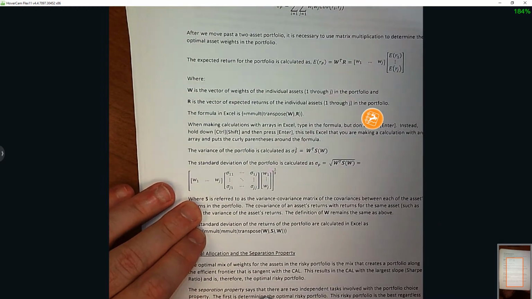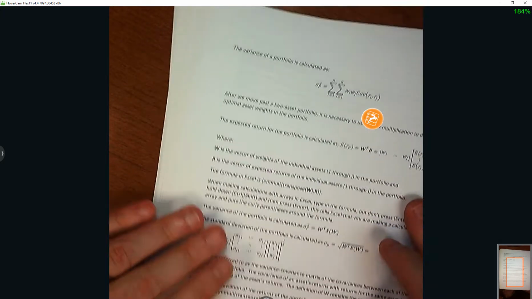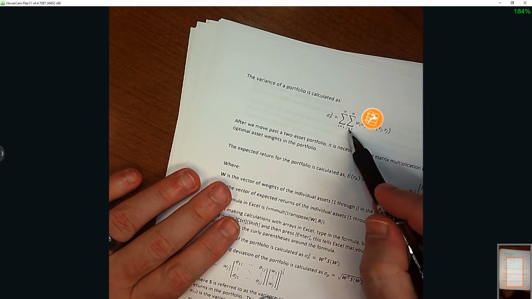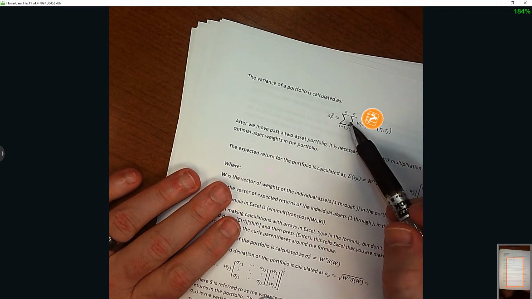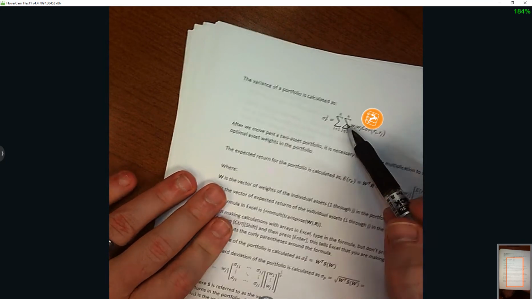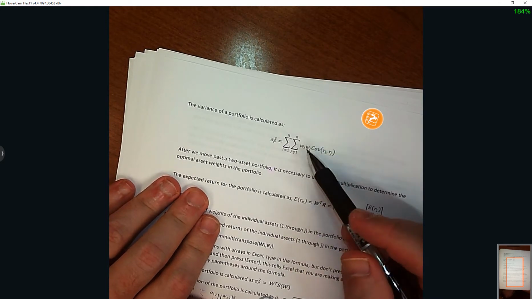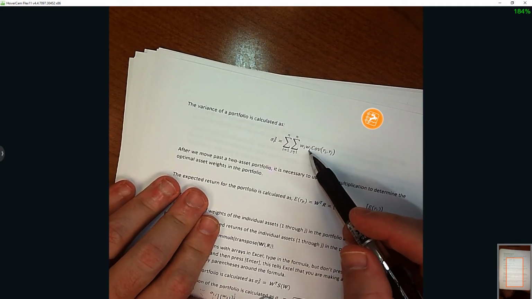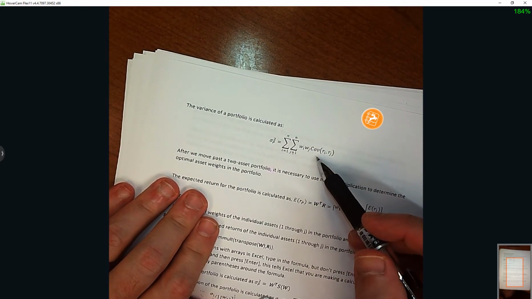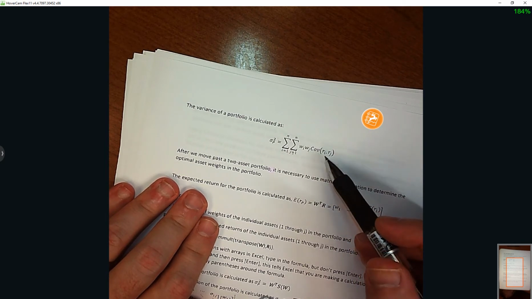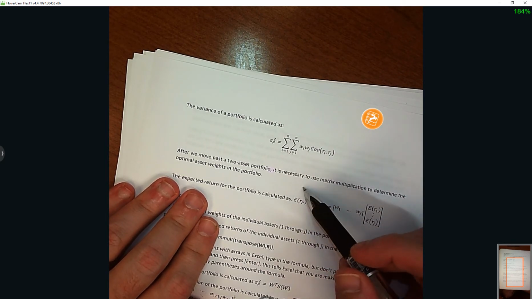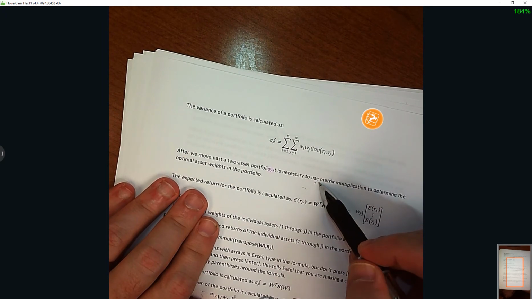So now we get into some weird math. The variance of a portfolio is equal to the variance, and then we've got a bunch of symbols in here, summation, the weight of each individual asset multiplied by the covariance of each individual asset. And I'm going to use matrix multiplication in Excel to demonstrate this.